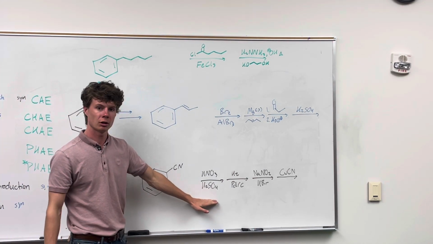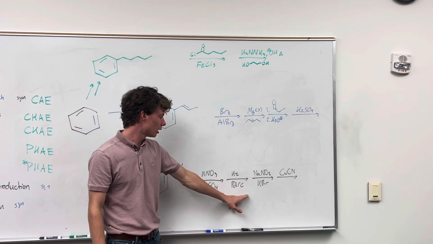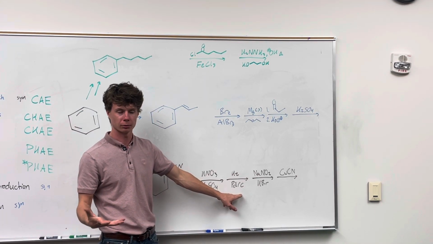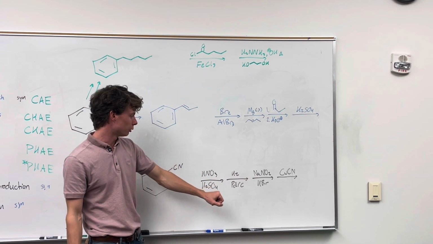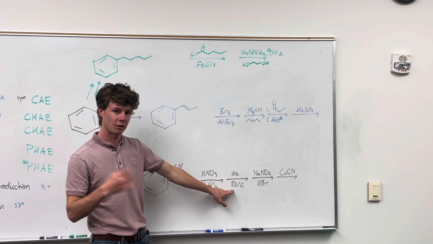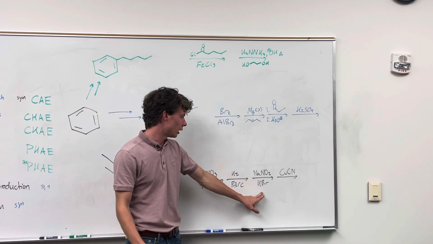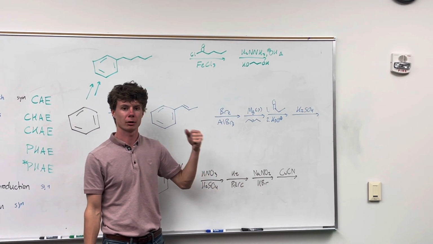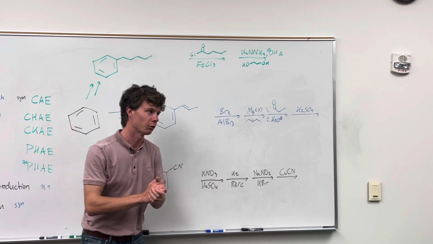So how do I get there? I need to do nitration. I need to reduce that to an amine. Likewise here, I could have instead used HCl and some type of iron or tin catalyst. So I have an amine here now. I turn that amine into that diazonium ion. I do that using sodium nitrite and HBr. Now I can use copper cyanide to go ahead and replace that.